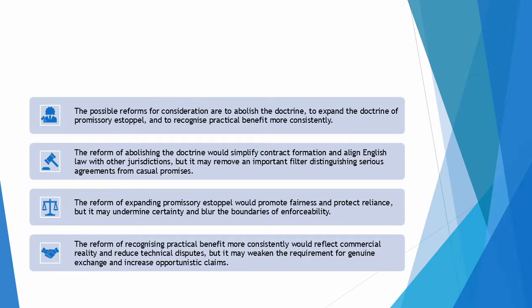The possible reforms for consideration are to abolish the doctrine, to expand the doctrine of promissory estoppel, and to recognize practical benefit more consistently. The reform of abolishing the doctrine would simplify contract formation and align English law with other jurisdictions, but it may remove an important filter distinguishing serious agreements from casual promises. The reform of expanding promissory estoppel would promote fairness and protect reliance, but it may undermine certainty and blur the boundaries of enforceability. The reform of recognizing practical benefit more consistently would reflect commercial reality and reduce technical disputes, but it may weaken the requirement for genuine exchange and increase opportunistic claims.